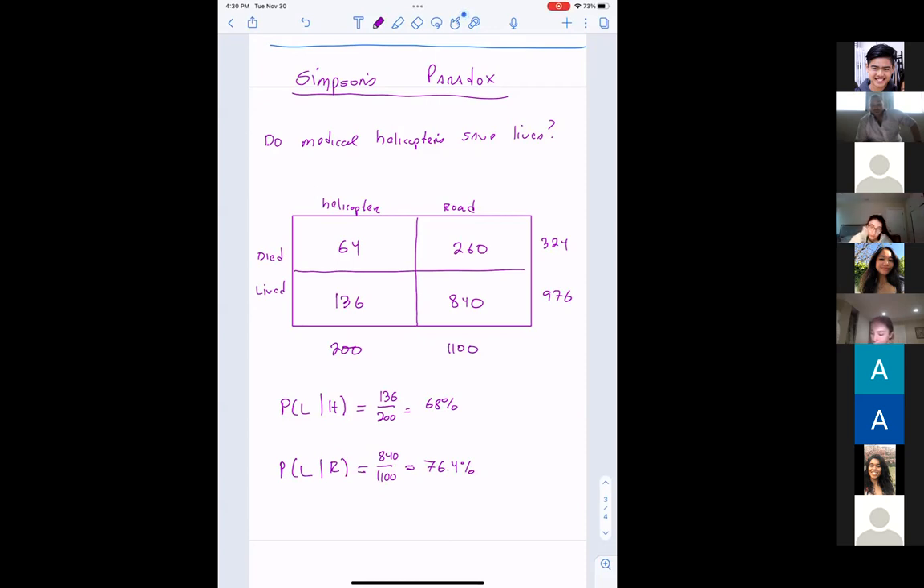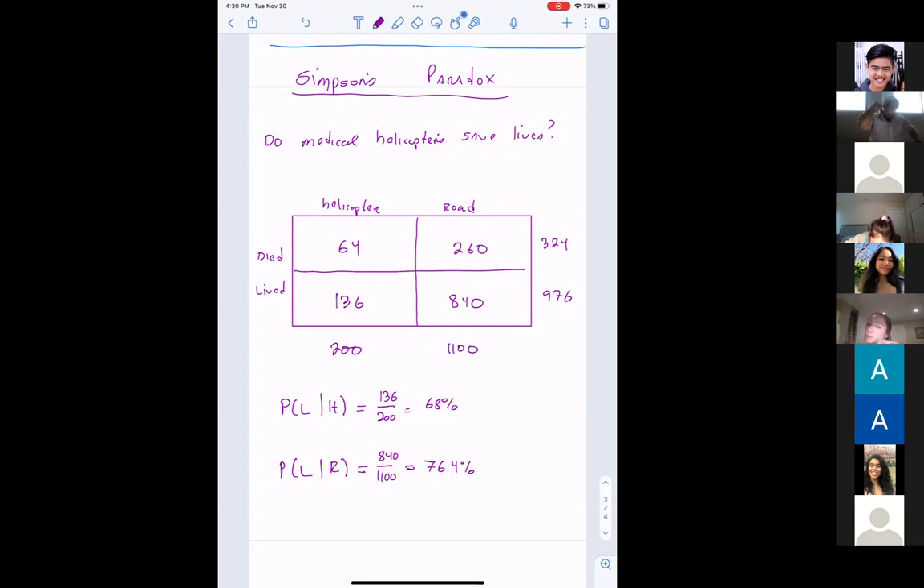So why do we even send helicopters? The data suggests that you are much more likely to live when you go by road. Not much more likely, but 8%, still 8 out of 100. It's still a nice amount of people. So it certainly seems that you're more likely to survive if you go by road than if you go by helicopter. So why do they even send the helicopters now?